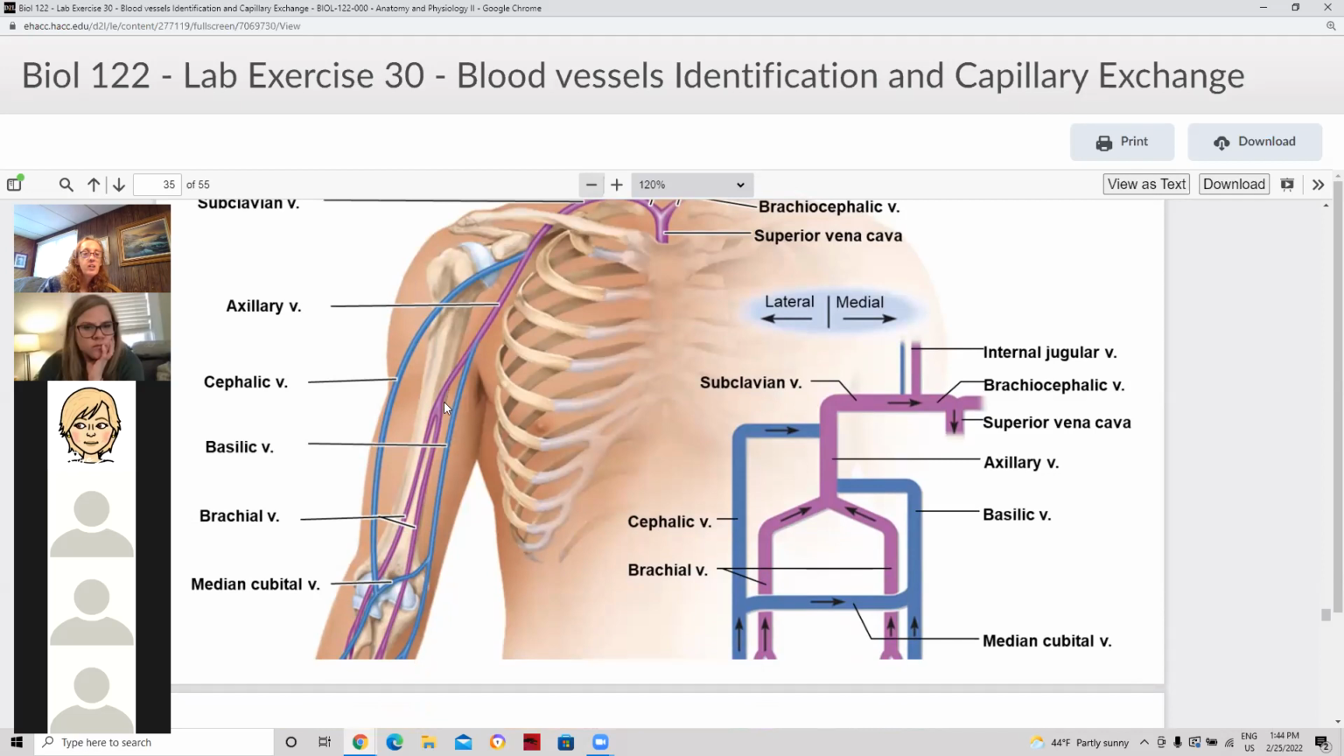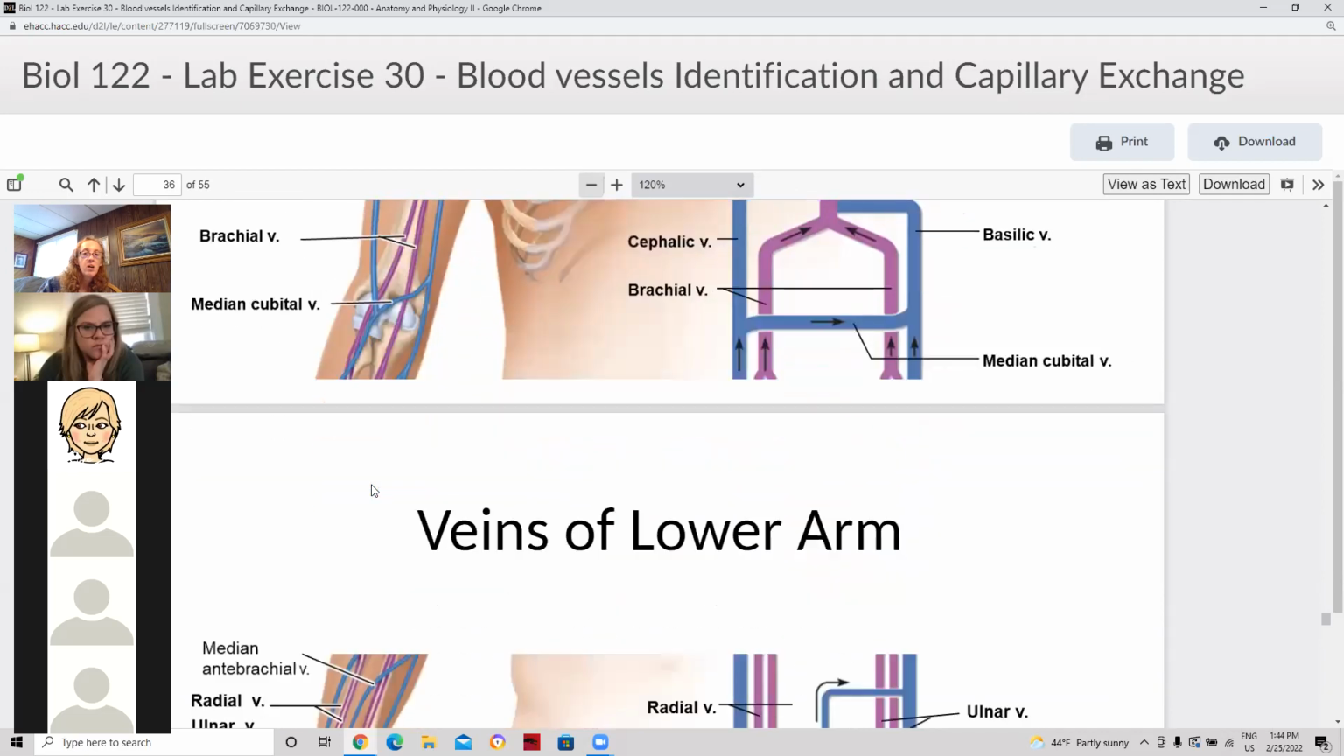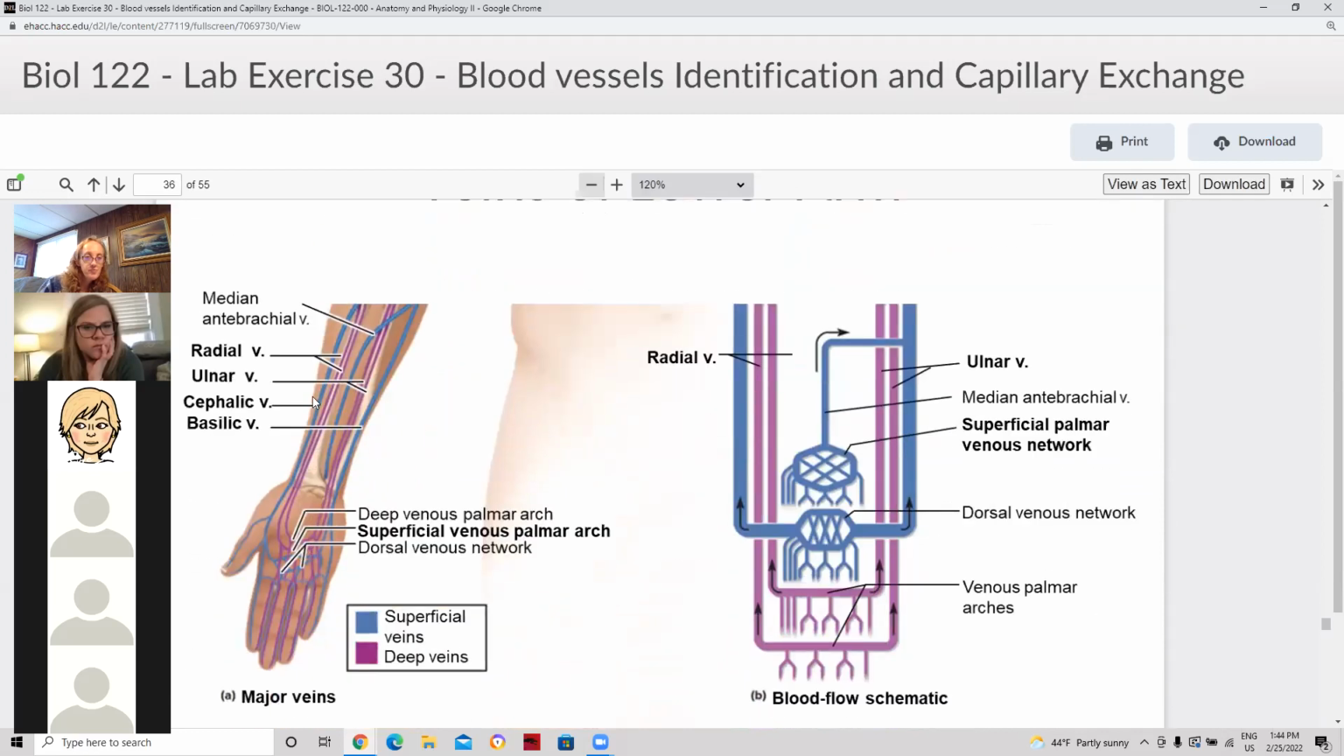Here's the brachial veins. So the cephalic vein and the basilic vein and the median cubital vein, we don't have matched arteries. Cephalic vein, basilic vein, and the radial vein and ulnar vein. The deep venous arch and the superficial venous palmar arch.